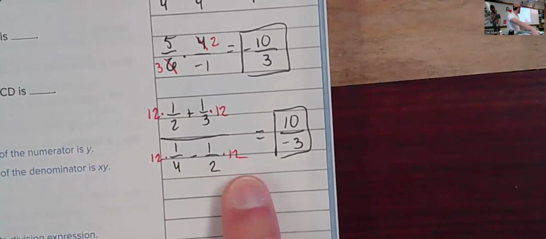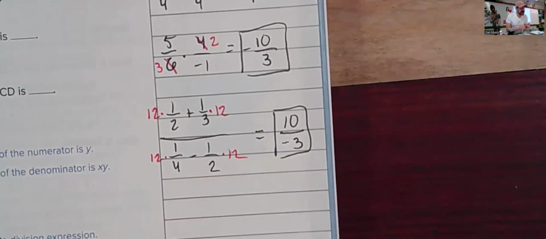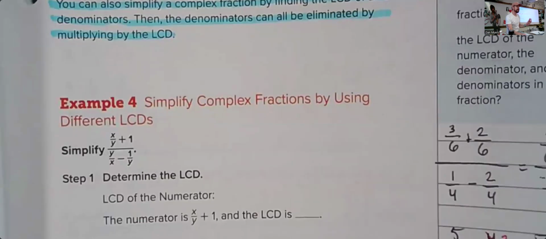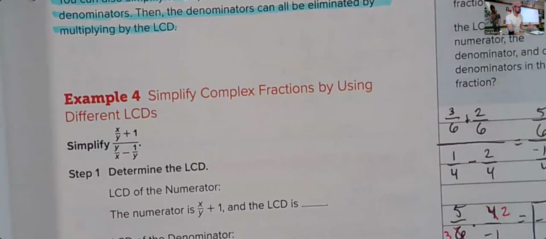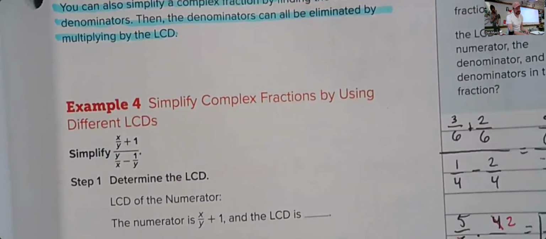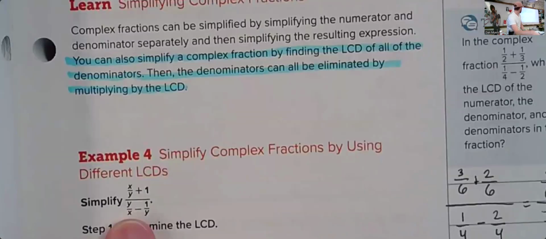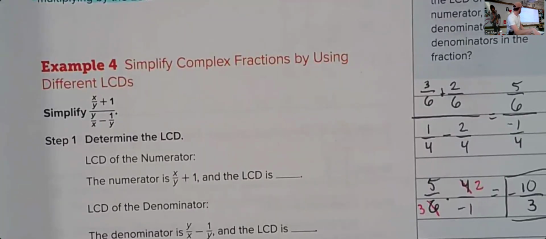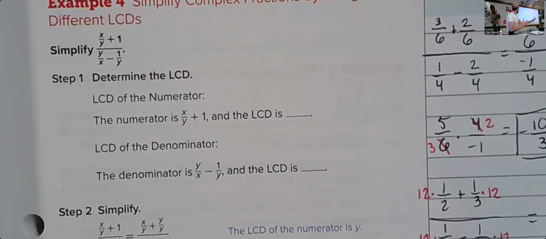I much prefer this. So let's have a look at what we get when we see polynomials. So we're going to go with the longer, more complex way first, in my opinion, and then we're going to do the shorter, less complex way, in my opinion, second. So we're going to simplify our complex fraction, which is x over y plus 1 over y, over x minus 1 over y. So we're going to determine the common denominators for both the numerator and the denominator.